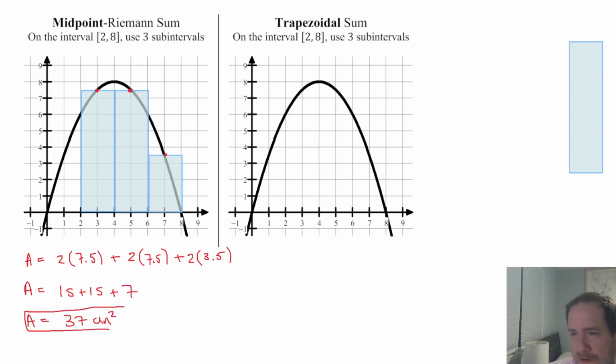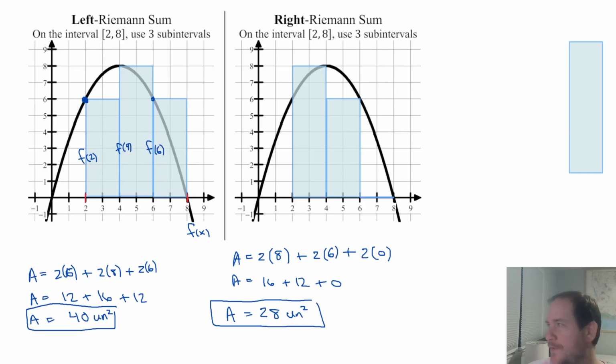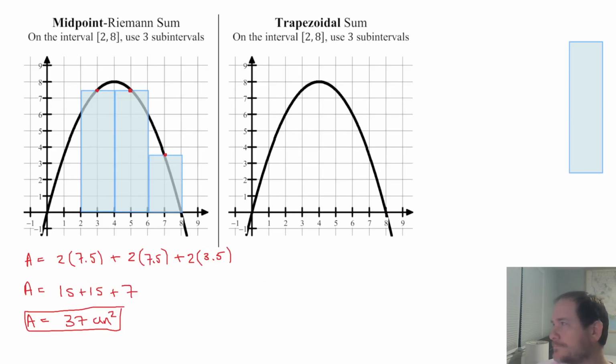square inches. And what you might want to remember is from the left and right hand Riemann sums, we got 40 and 28. And those numbers, that does put 37 right in the middle. 37 is a little closer to the 40. It's not perfectly in the middle because it was never meant to be the average of the other two. But notice that 37 is probably a better, more accurate estimation than either the left-hand rule or the right-hand rule.